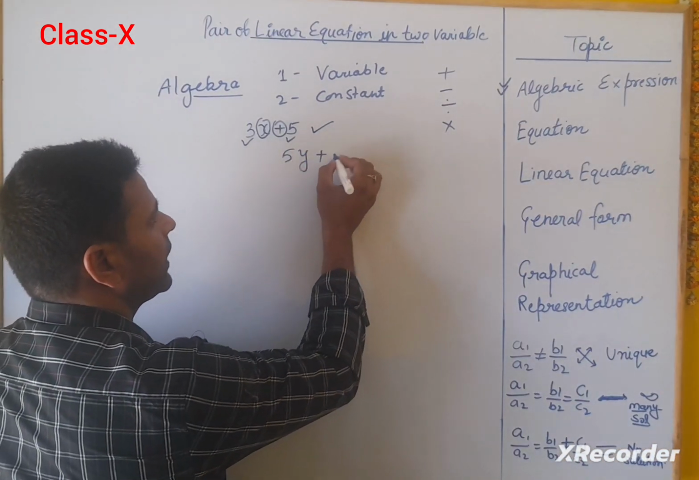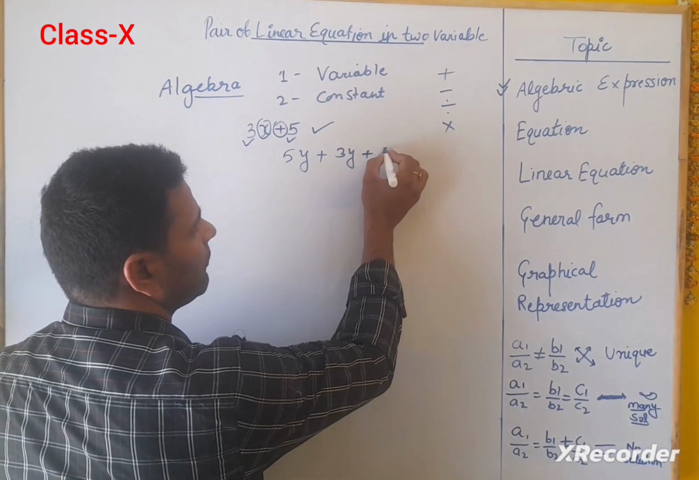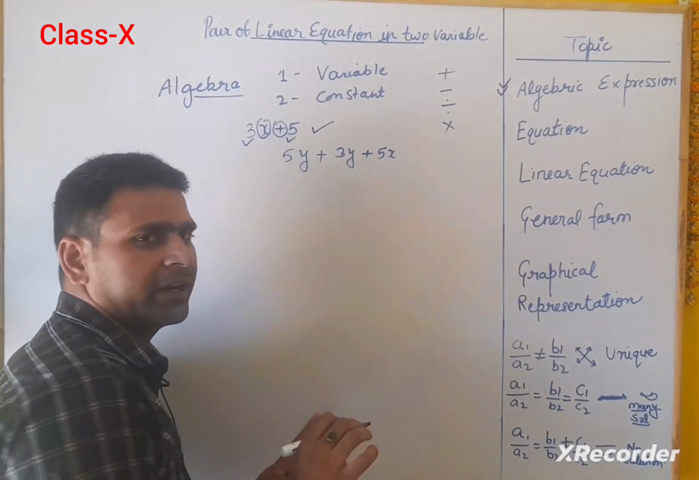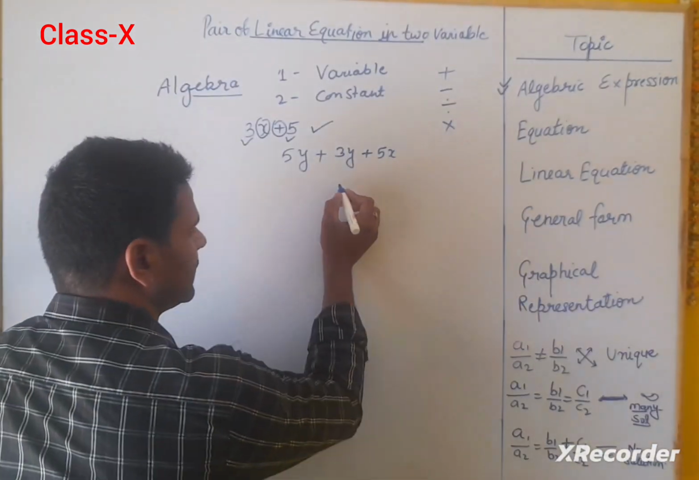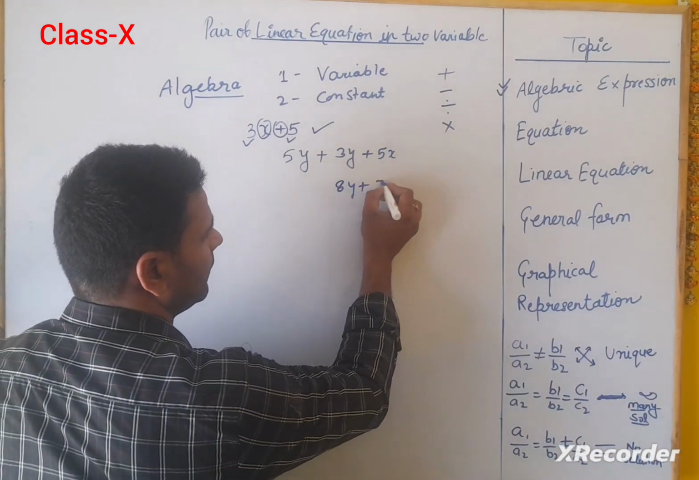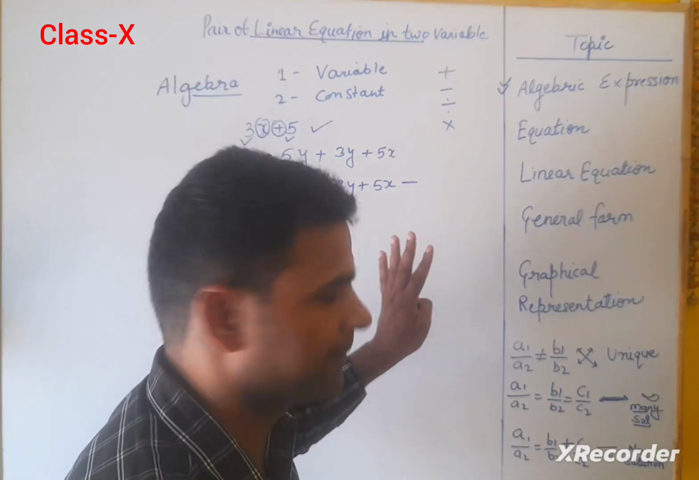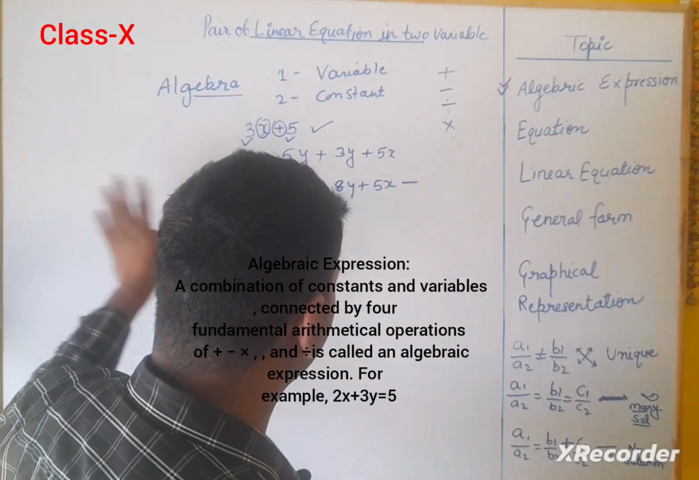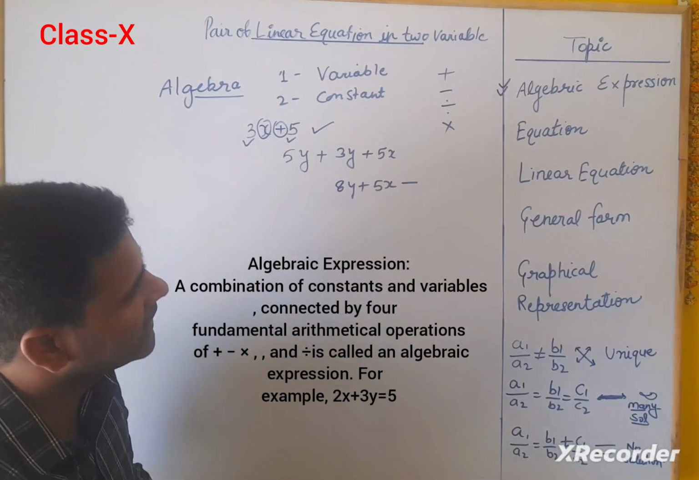We can take another example: 5x + 3y, maybe plus 5x, anything you can write there. That is also an algebraic expression. You can also write 8y + 5x. That is an algebraic expression too. So you can see the definition of an algebraic expression here. Okay, let's start the next topic.